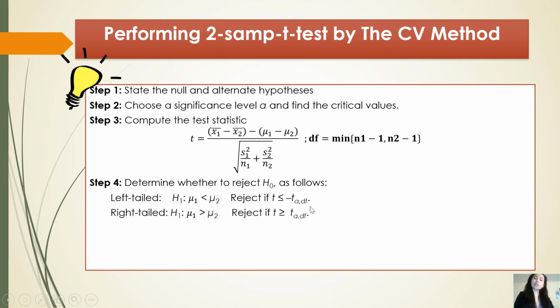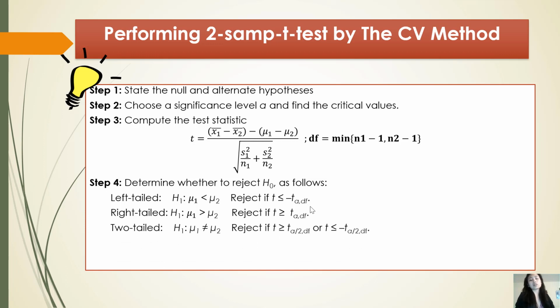If the test is right tail, the critical value is positive, and the critical region should be on the right side of the critical value. So we reject the null hypothesis if the test statistic is greater than the critical value. That means on the right side of the critical value.